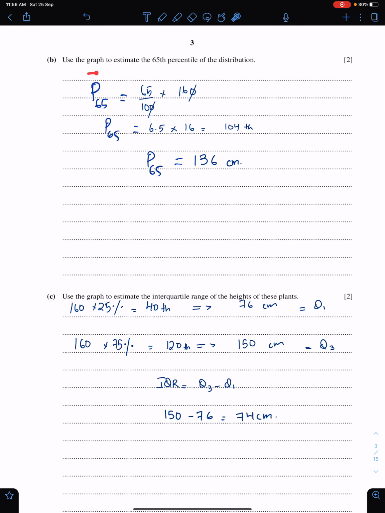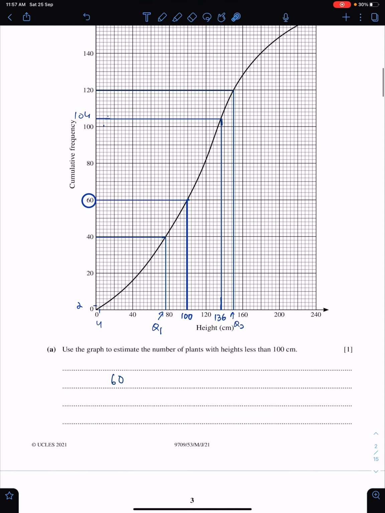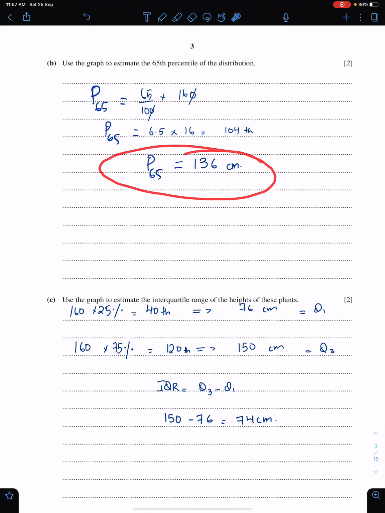Part B. Use the graph to estimate the 65th percentile. So we need P65. For that we need to take 65 percent of the total frequency first. So 65 percent of the total frequency, which is 160, is the 104th observation. So we just need to find the corresponding value of the 104th observation, which is 136. Therefore, this is the answer of P65. So P65 is 136. The corresponding value of 104 is 136.